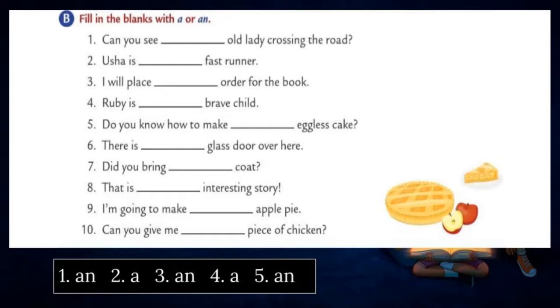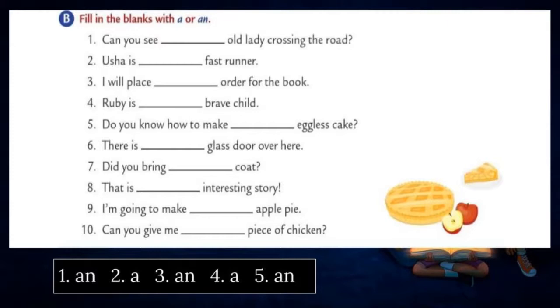Let's move to the fourth one. Ruby is dash brave child. Brave is also an adjective. So what is the first letter? Yes, it is B. So B is a consonant. We know very well that we should use the article a. Ruby is a brave child.